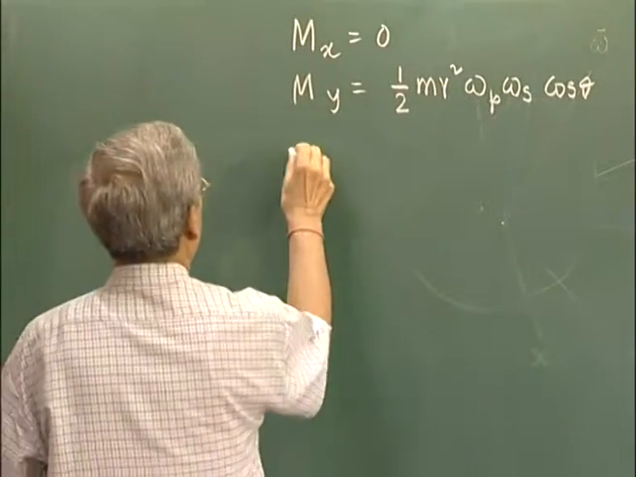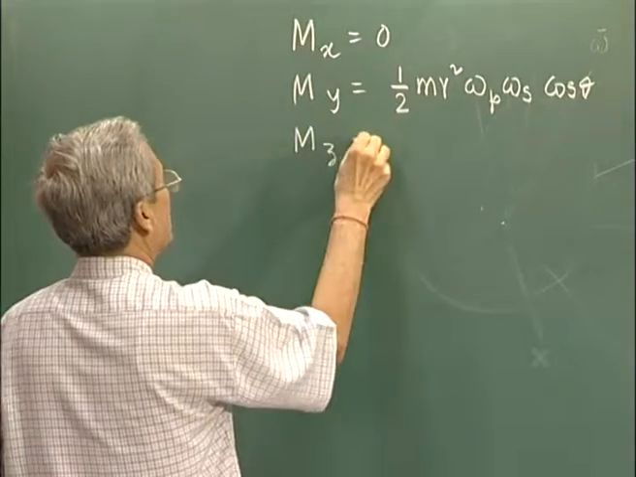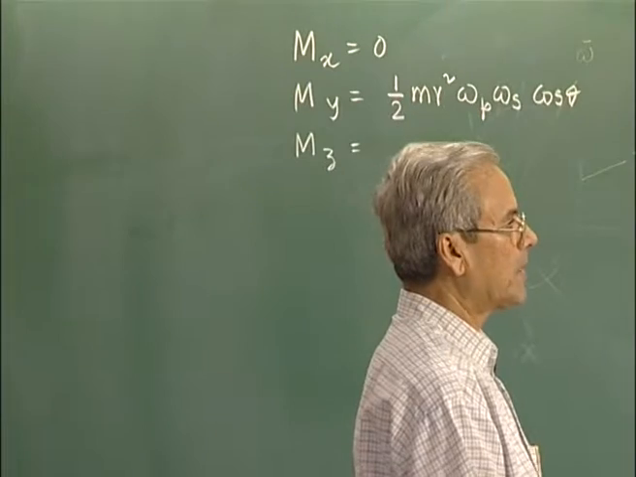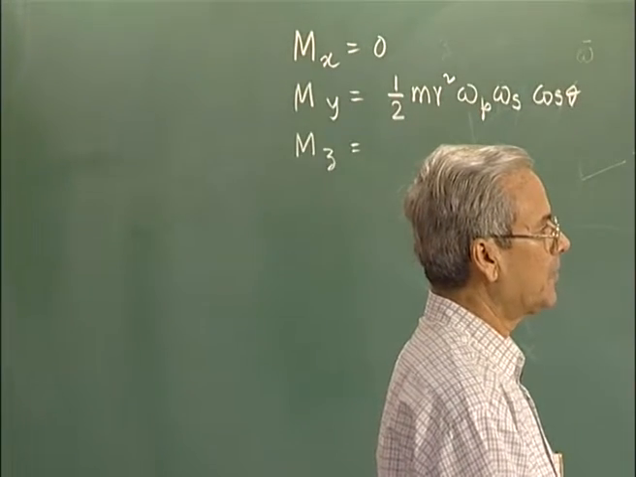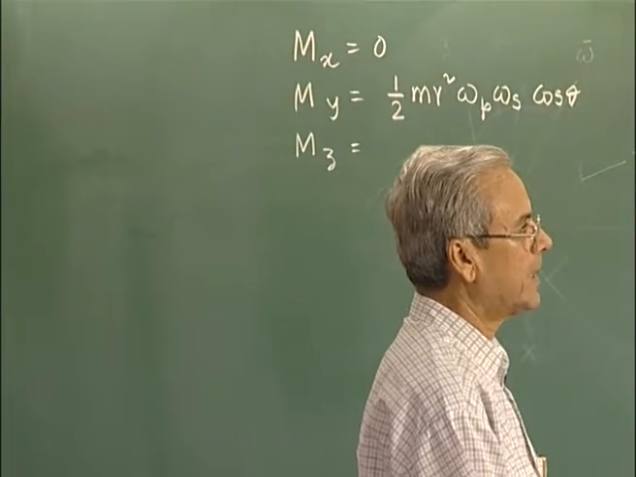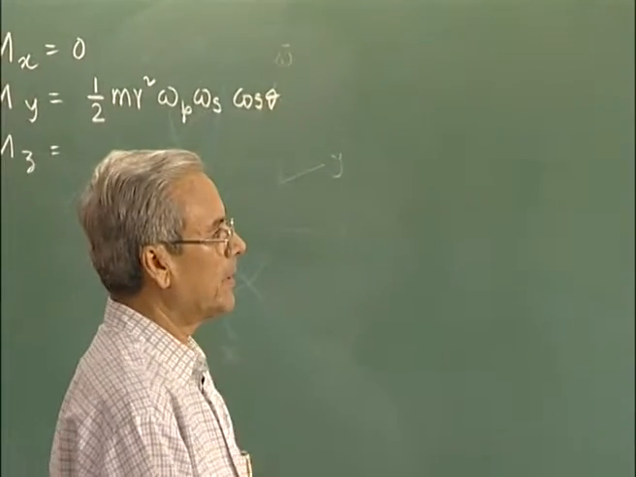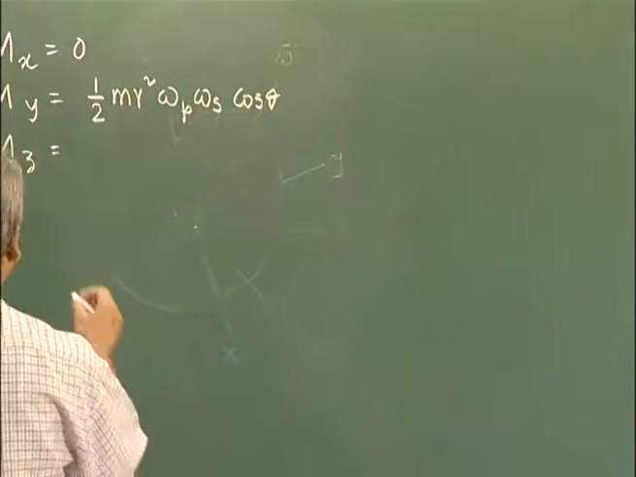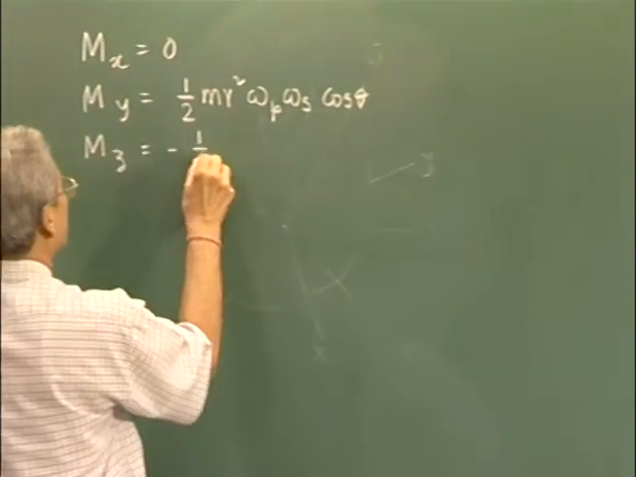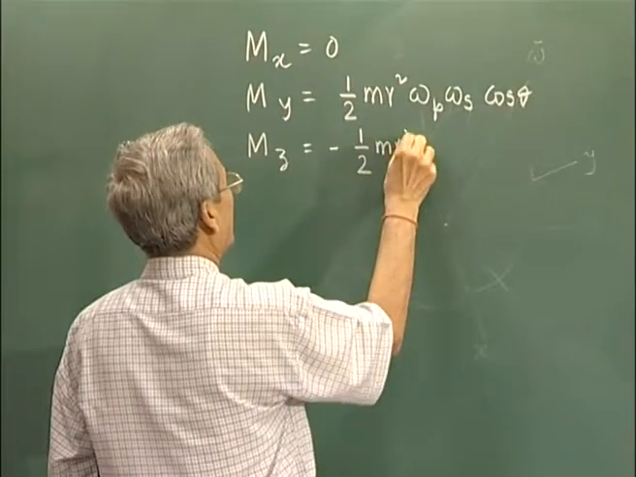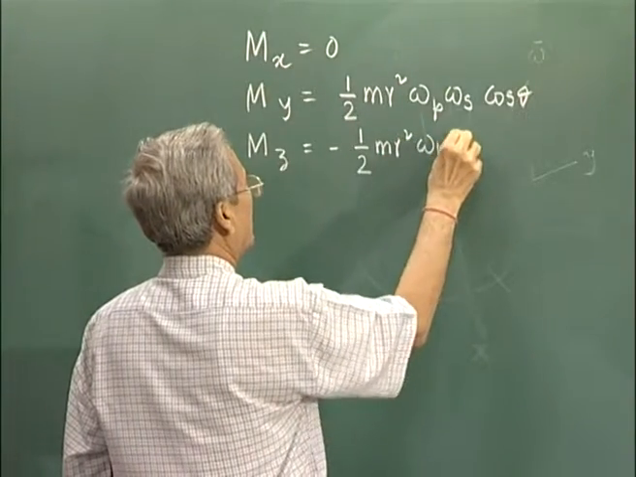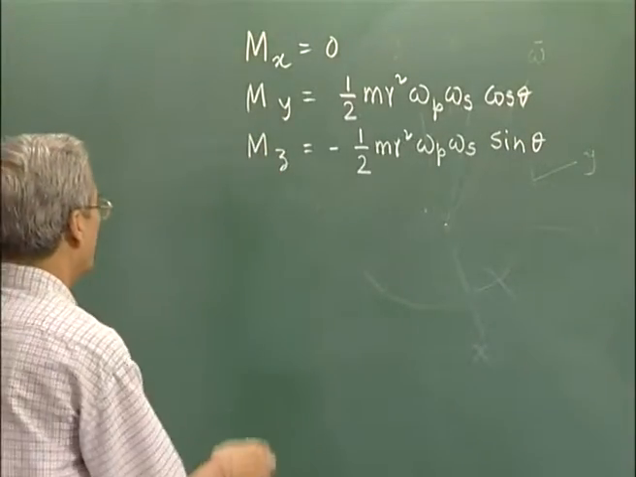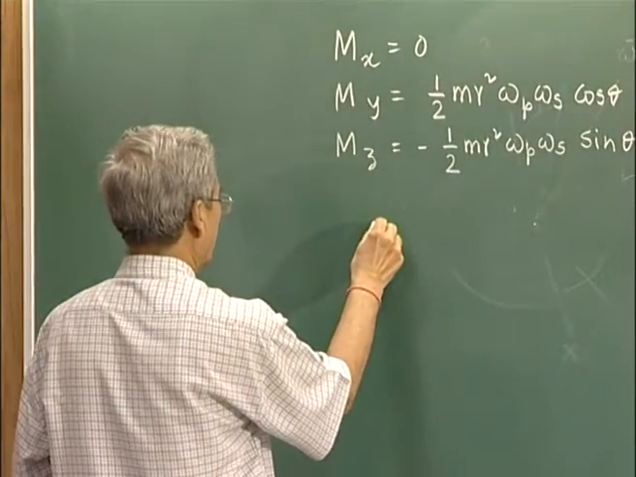And similarly M z, I z z is 1/4 m r square. So, the first term is minus 1/4 m r square omega p omega s sin theta, second term also becomes minus 1/4 m r square omega p omega s sin theta. So, the whole thing becomes minus half m r square omega p omega s sin theta.